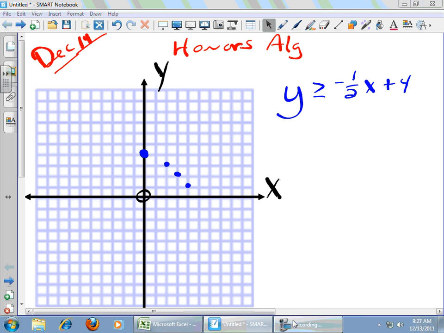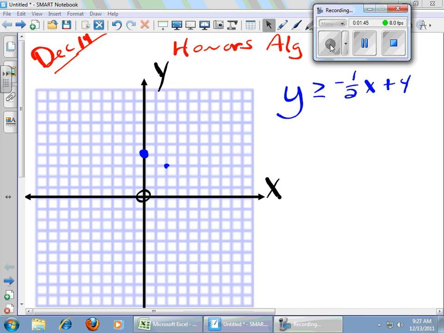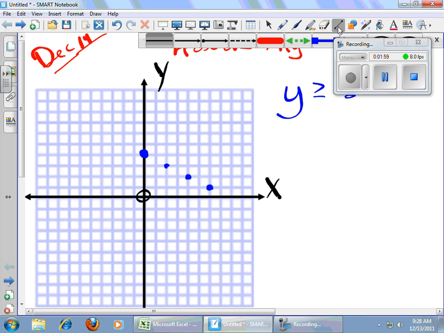Hold on one second, folks. Sorry about that. I was having a little problem with my orientation, so I went down 1, right 2. Then I need to go down 1 over 2 more. That looks a lot better. So let me get this line drawn.